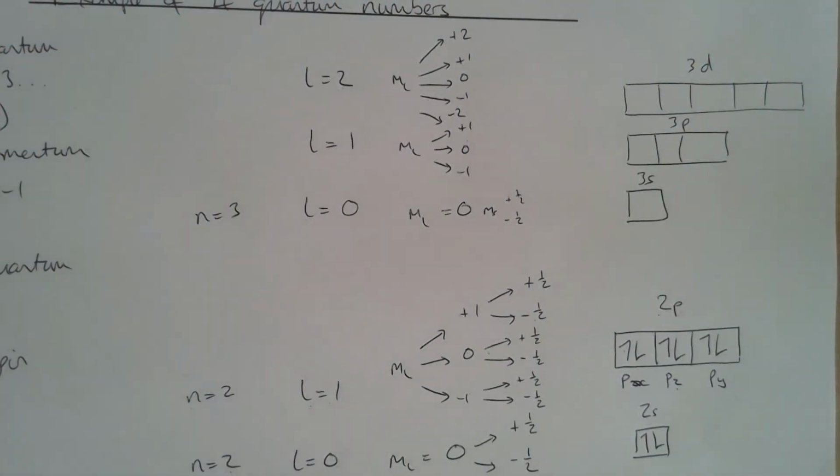So what would be worth having a look at now is seeing if you can work out all of the possible values for our quantum numbers for the value of n equals 4.